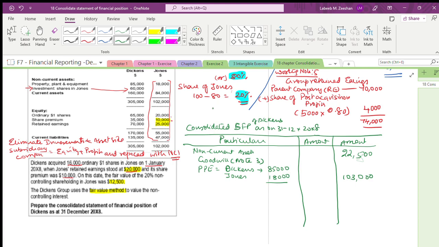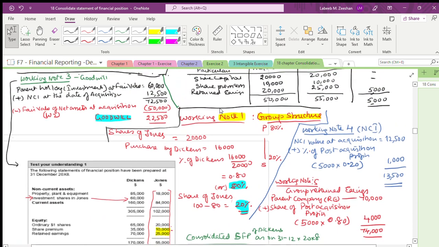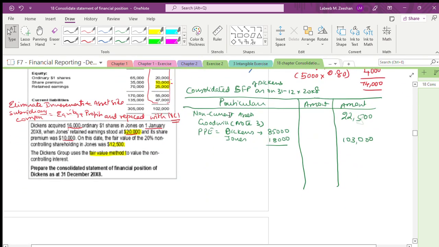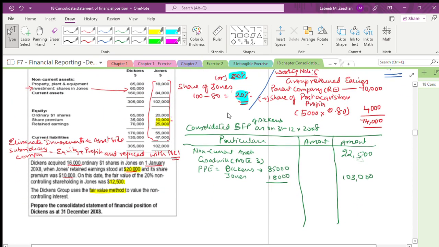Next, we will not take investments. Investments will be eliminated, because we have done the investment in working note 3. Again, we will not take that investment.